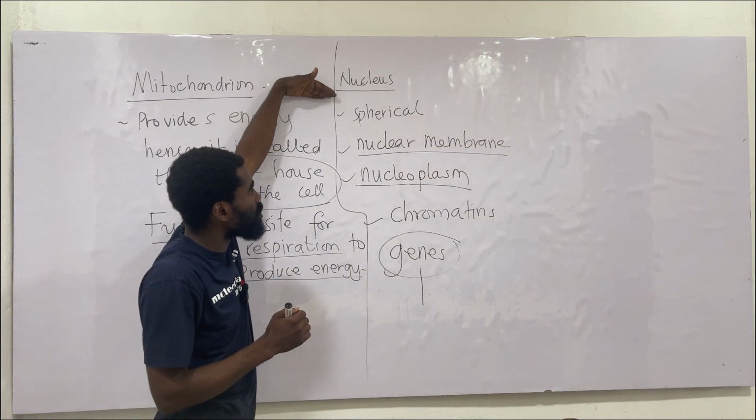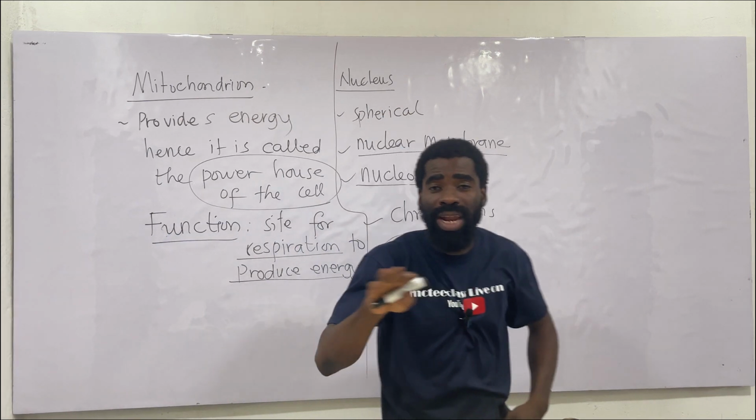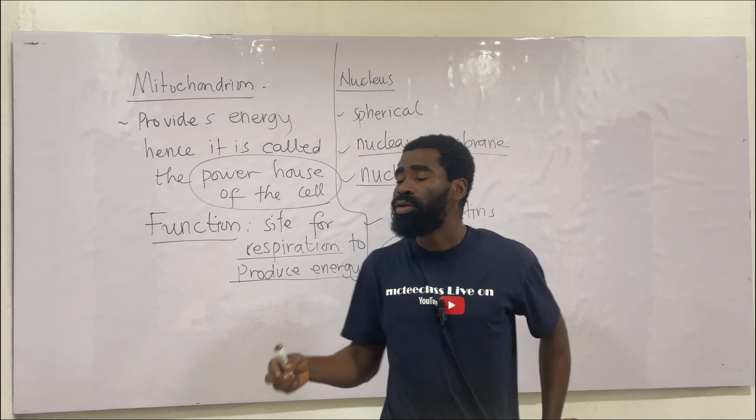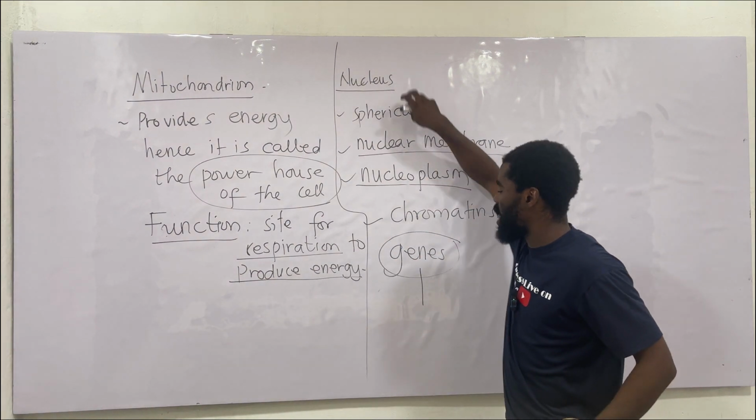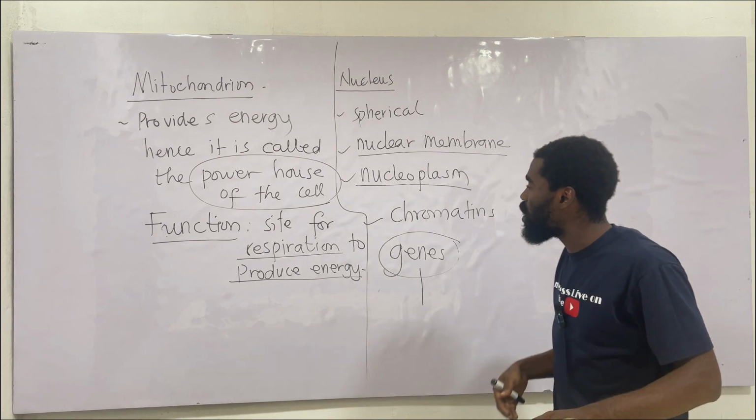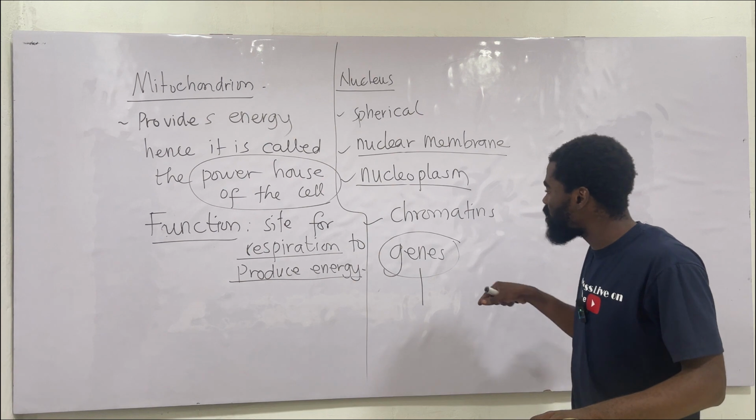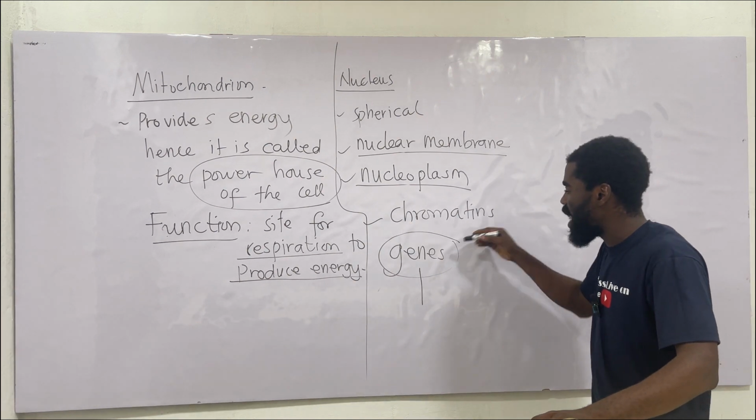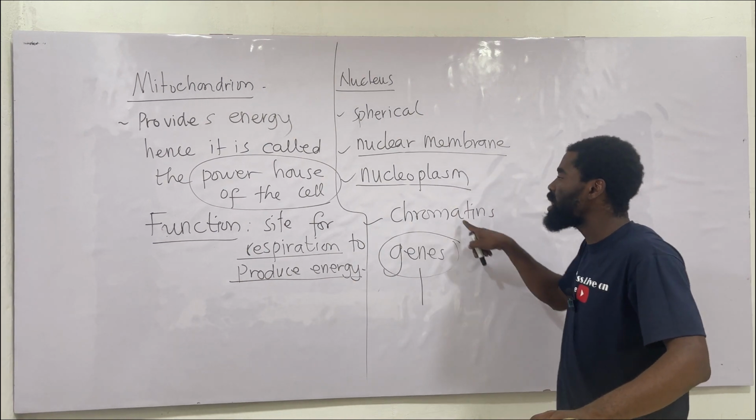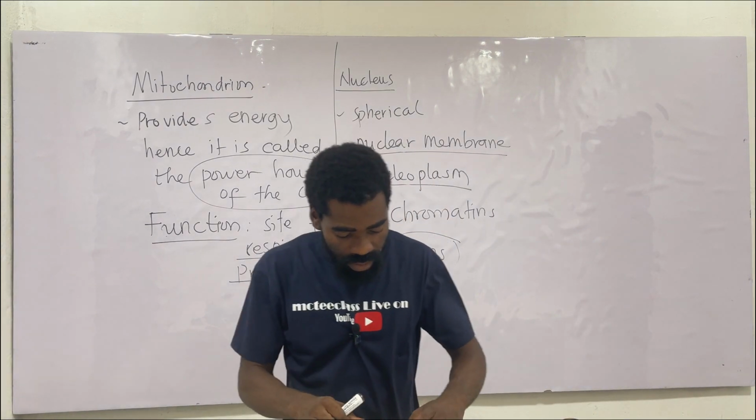So the functions of the nucleus, I write them on the board, are two. The nucleus controls all the life activities of the cell, and it also contains the hereditary material which is transferred from parents to offspring. So it is responsible for the transfer of characters from parents to offspring because it contains chromatins, and these chromatins have the genes, and the genes are those that do the transfer. Okay, so let's go back into the notes.